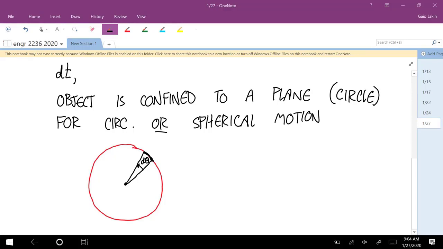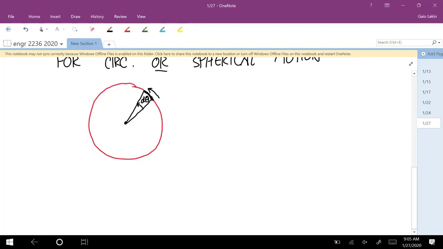Okay, so the object's moving this way along the circle. If you were thinking about a longer time interval than this infinitesimal dt, then the thing would veer off of that circle if it was spherical. If it was circular, it would stay on that circular path. But for spherical motion, it would veer off and be on a new plane or whatever. It's going all over the place. But just for that little tiny fragment of time, it stays in a circular path.